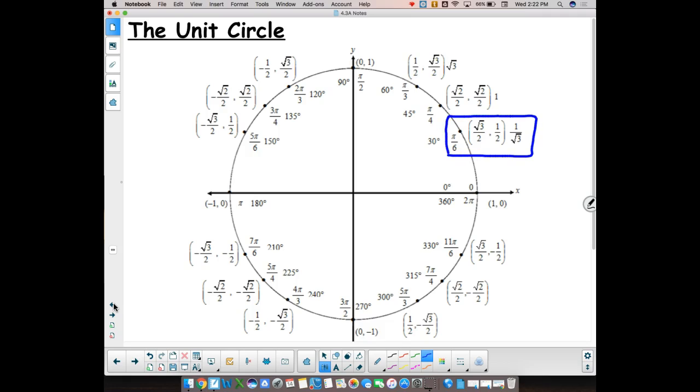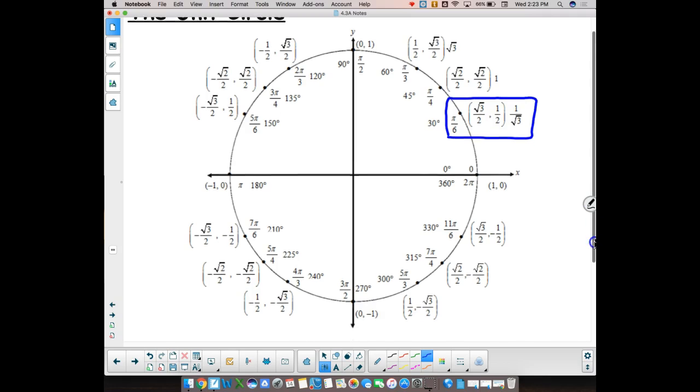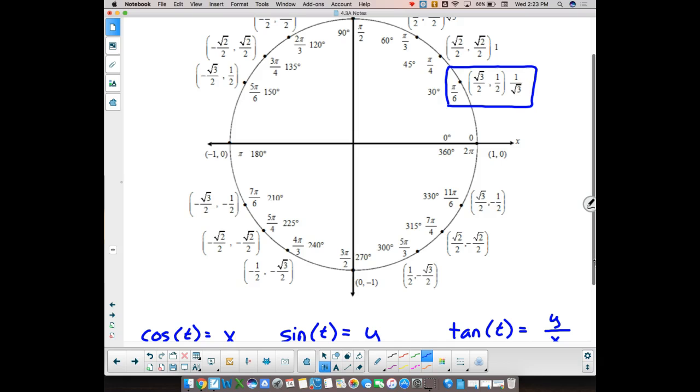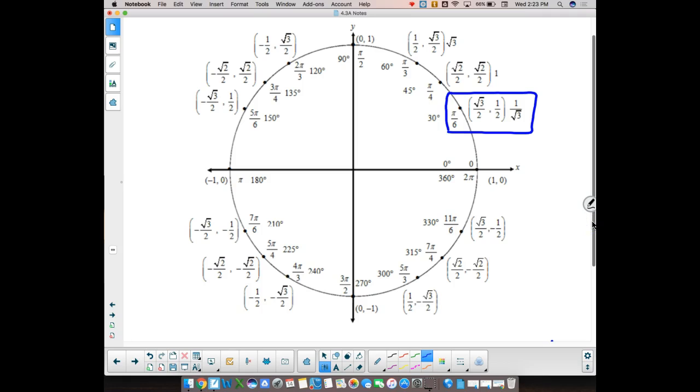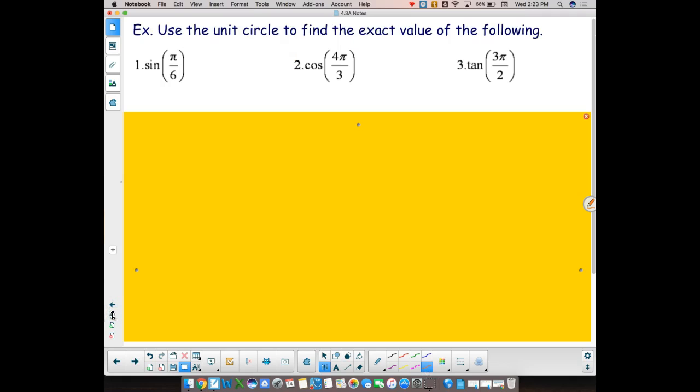And you're going to say to yourself, self, the sine of pi over 6 is the x value or the y value? The y value, says so right down here. So then I'm going to look for the y value in the point, and that's going to be positive 1/2. So the sine of pi over 6 is 1/2.